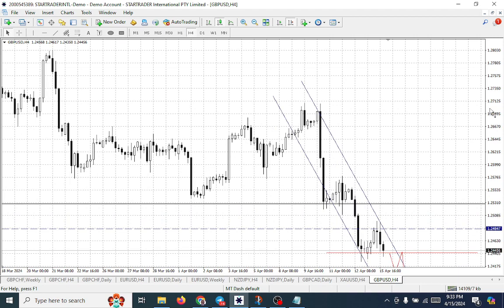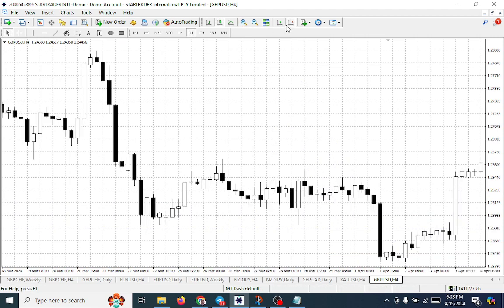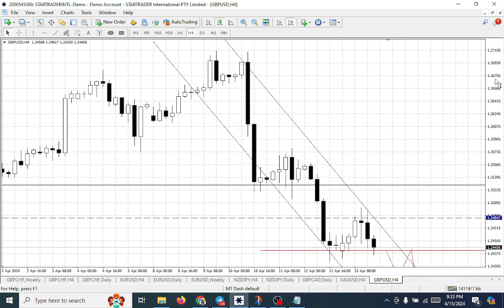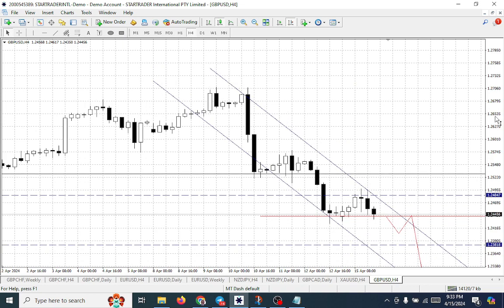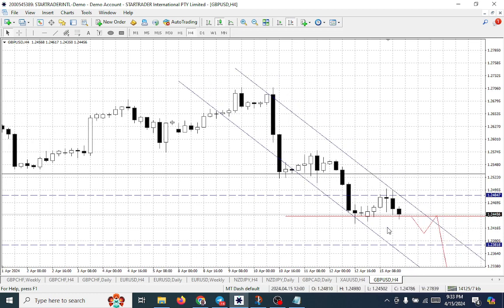Let me zoom in on this chart to see if it is something I want to consider. All right, so not exactly, because I want the market to break structure. If it breaks structure, I'll look for an opportunity to trade it to the downside.